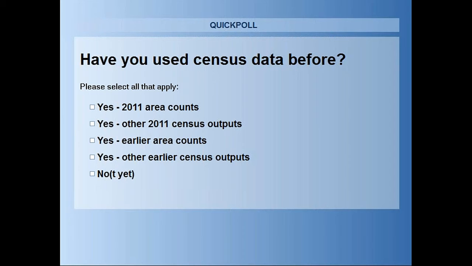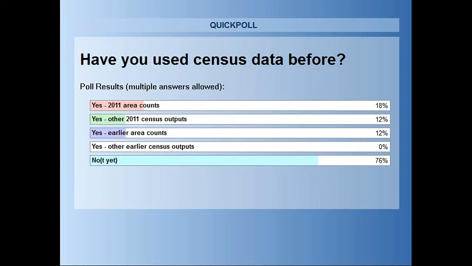Most people have answered, so I'll close that poll and share the results. You hopefully should be able to see the results. So 18% of people have used 2011 area counts, 12% other outputs in 2011, and another 12% earlier area counts, and nobody for earlier censuses, and 76% not yet. Well, that's good. This is a very introductory webinar all to do with the census.